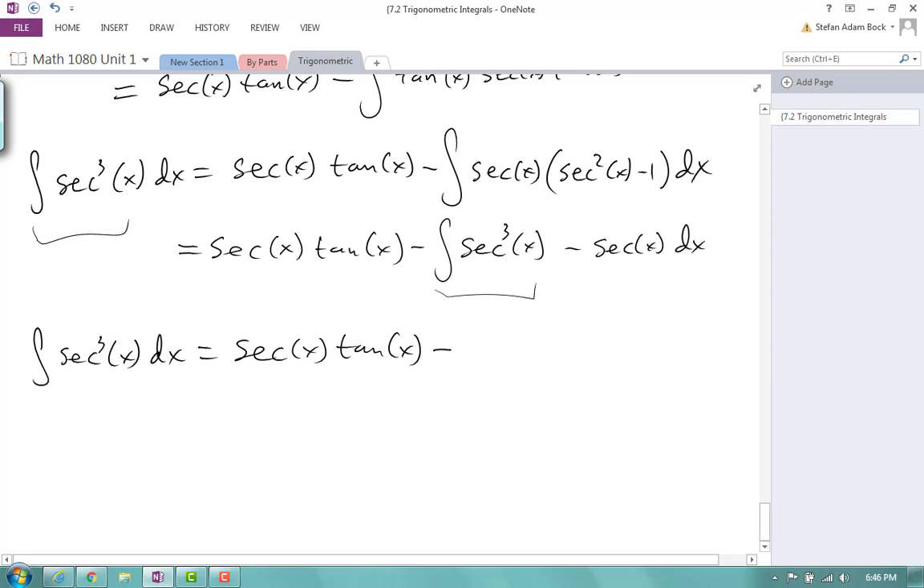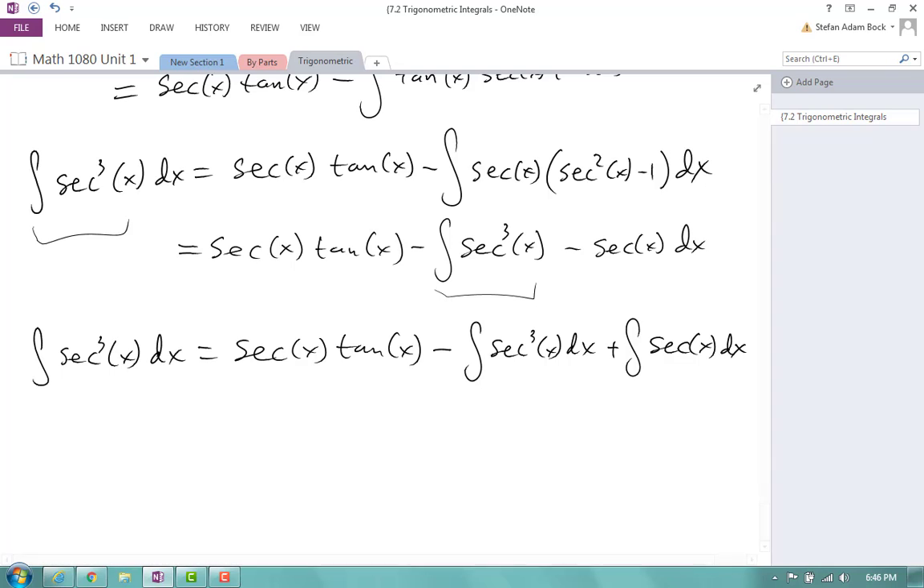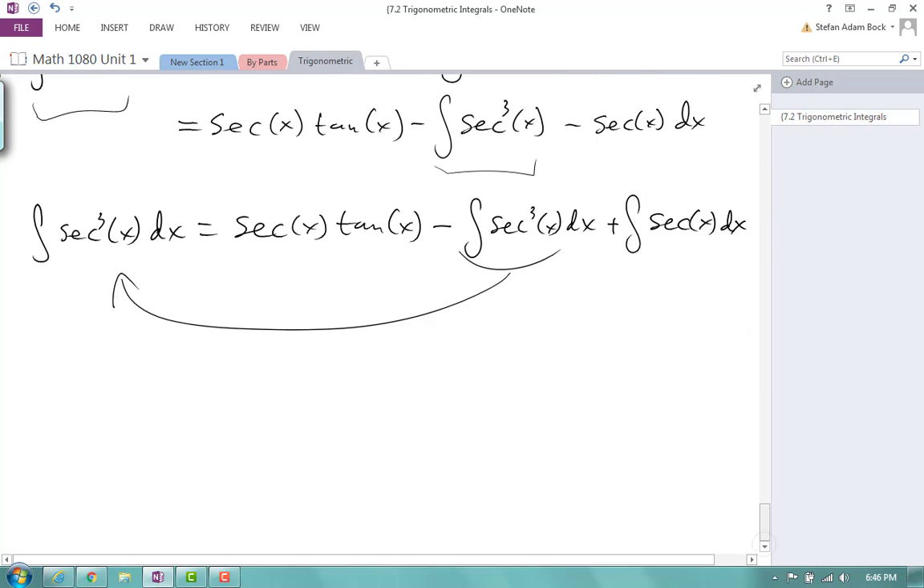So I'll have minus the integral of secant cubed of x dx, minus minus, so plus the integral of secant of x dx. And this happens to all of these problems, even if I started off with secant to the 11th, I would end up with a slightly smaller version of basically the same problem. So I'll take this, add it to that side, and now I'm just left with the integral of secant.